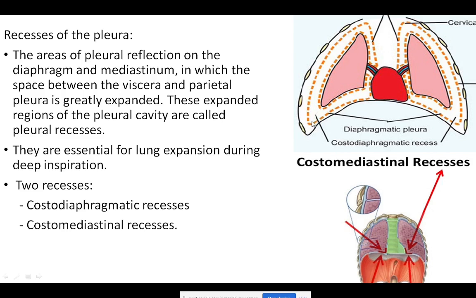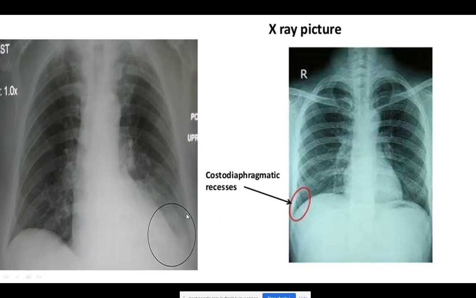There are two main recesses prominent in the body. One is the costodiaphragmatic recess and another one is the costomediastinal recess. Costo means ribs, and diaphragmatic means the dome of the diaphragm, this portion.